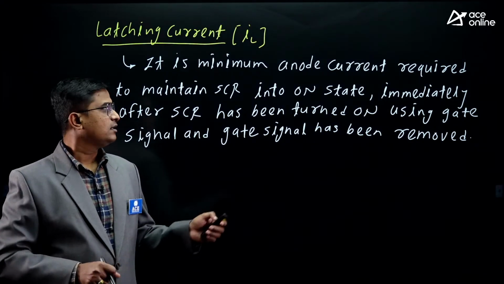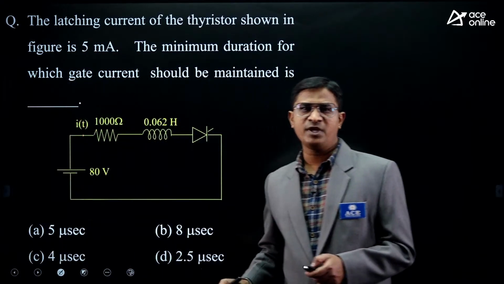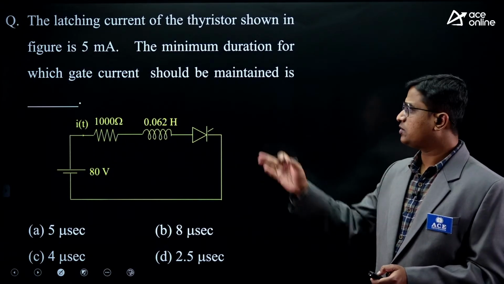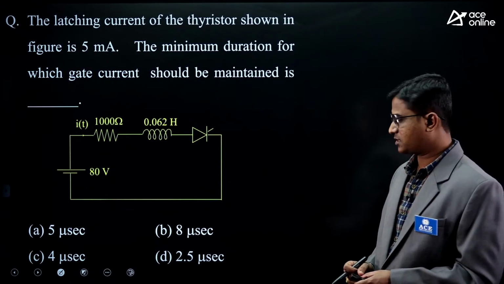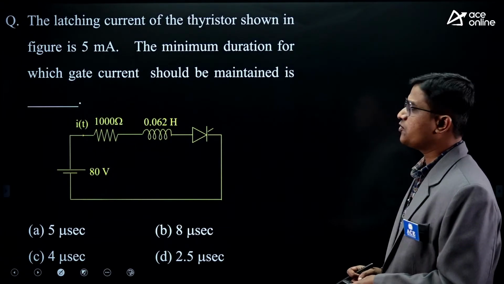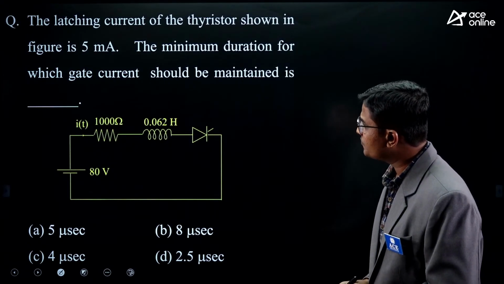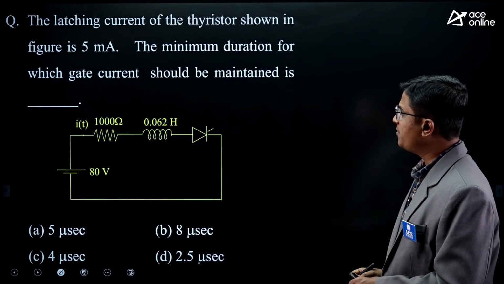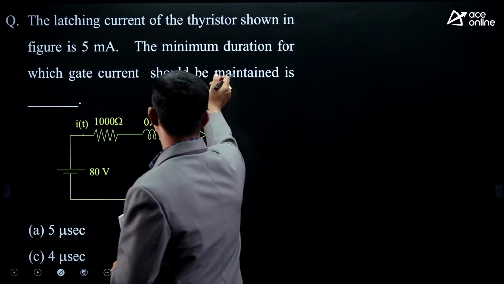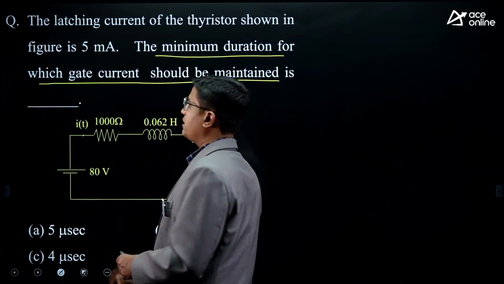Alright. Now we are going to discuss some numericals related to the minimum gate pulse width required, based on your latching current value. Okay, let us discuss. The latching current of the thyristor shown in the figure is 5 milliampere. They have given the latching current. We need to find the minimum duration for which the gate current should be maintained.